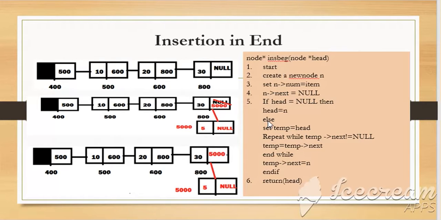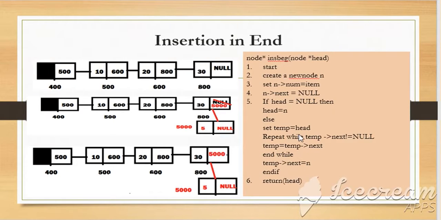Set temp equal to head. That means the starting address is stored in temp, another node pointer or structure pointer, and we are setting a loop as repeat while temp dot next not equal to null. That means take this example, temp equal to 500, that means the starting address, and if 500 dot next not equal to null, 500 dot next is not null here, so the condition is true and temp is made to move to the next node, temp equal to temp dot next, so the value of temp will become 600.